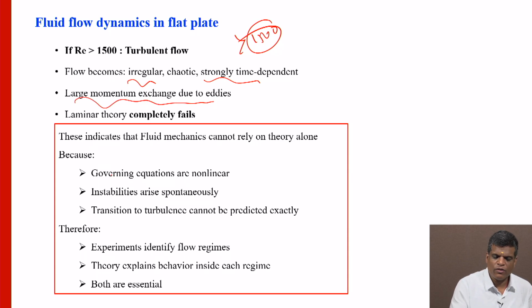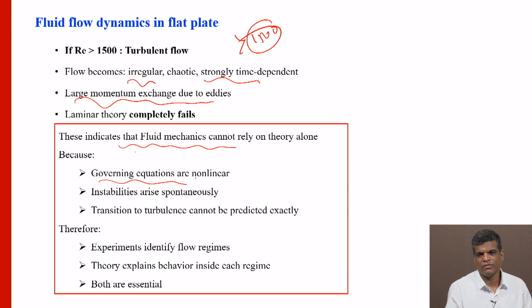So, why do we want to indicate this? In fluid mechanics, the theory relies on governing equations, and whatever governing equations we are using, most of them are nonlinear, and instabilities arise spontaneously, suddenly. So, we cannot predict exactly when the transition to turbulence is happening. That part is very difficult.